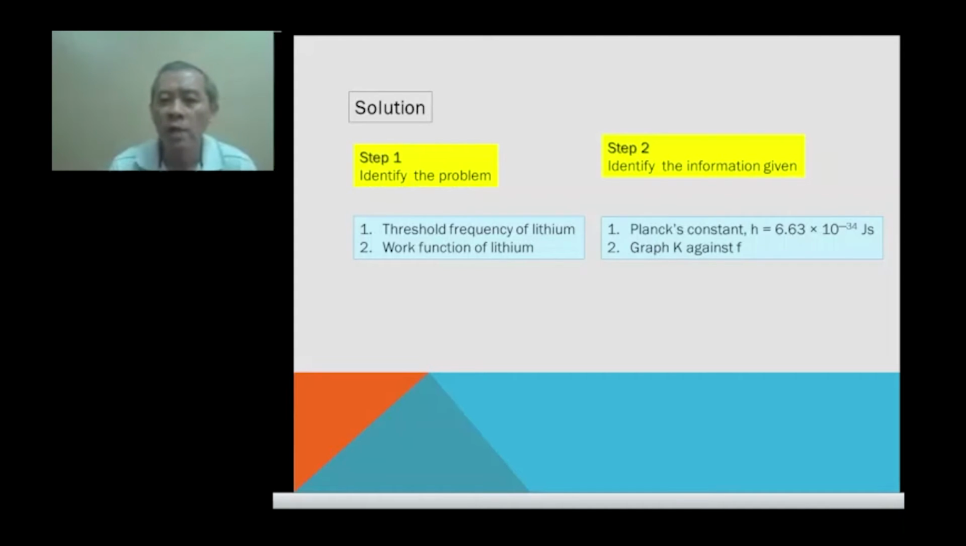Okay, step two. Identify all the important information given. The information given: first, the Planck constant, h equals 6.63 times 10 power negative 34 joule second. Second, given the graph of K against f.